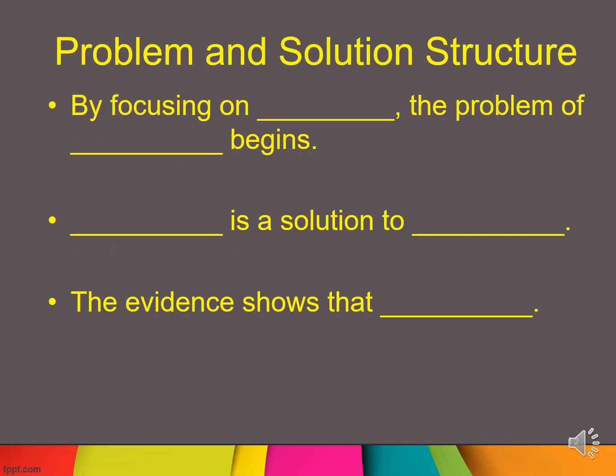If the central idea explains a problem and a solution, then the sentence stems on this slide will naturally fit within their piece. By focusing on blank, the problem of blank begins, or blank is a solution to blank, or the evidence shows that blank. Notice the specific word choice in these stems that indicate a problem and a solution to the reader. Problem and solution, of course. Other words might include because, in order to, so that, if, and trouble.